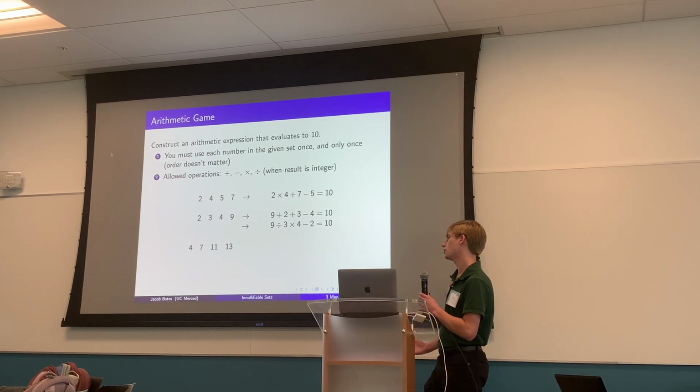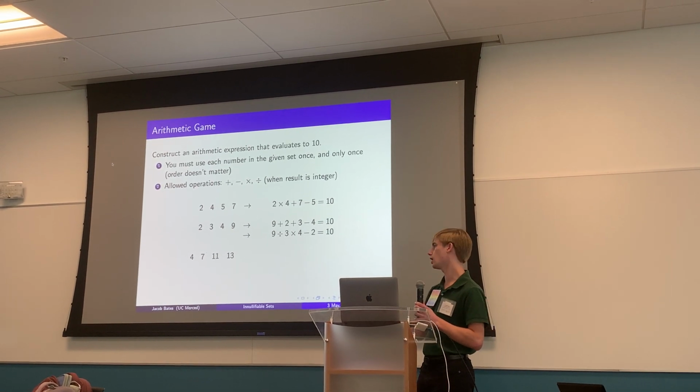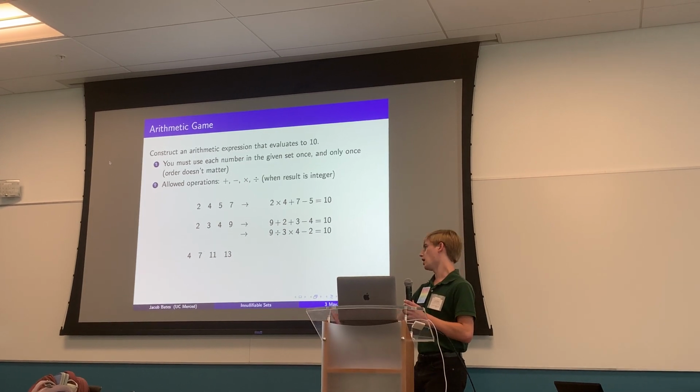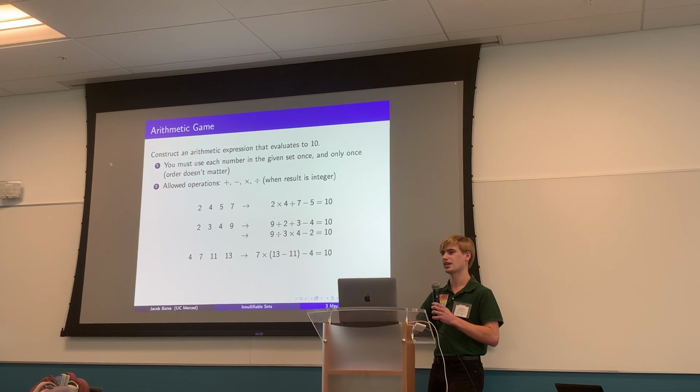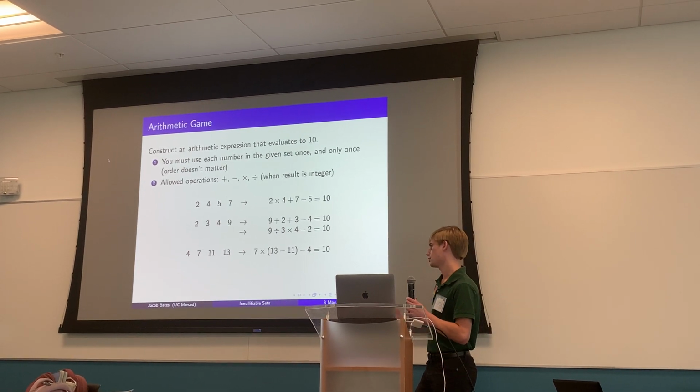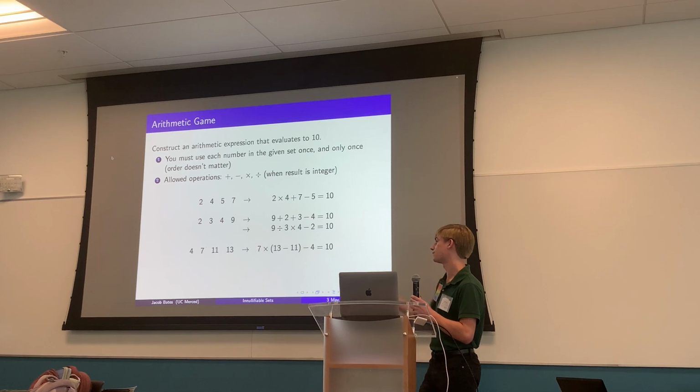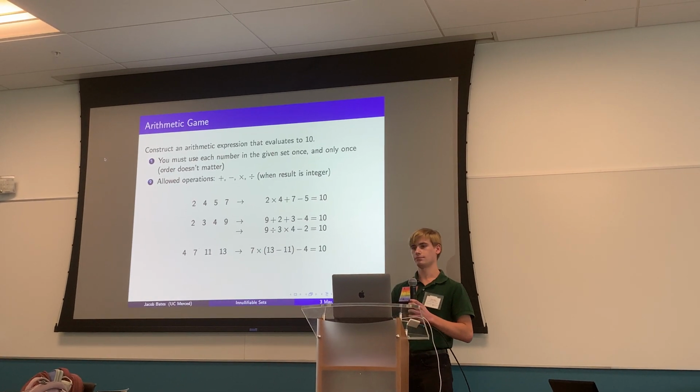This is an example with higher numbers. They don't have to be single digit. What happens when the numbers get higher is that sometimes the expressions get a bit more complicated. You can see here I've had to use brackets to actually get it. It's 14 minus 4.